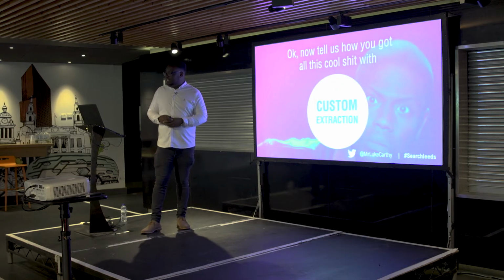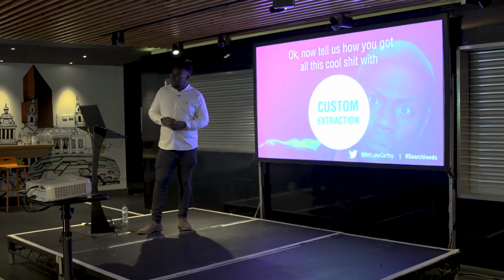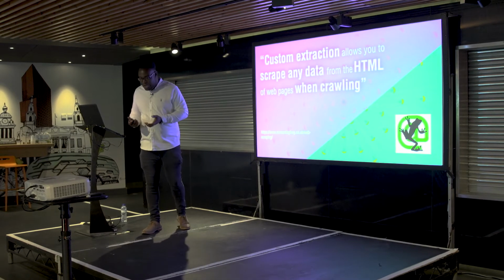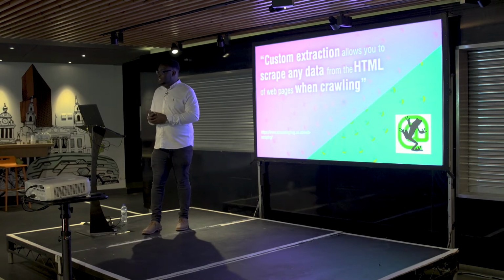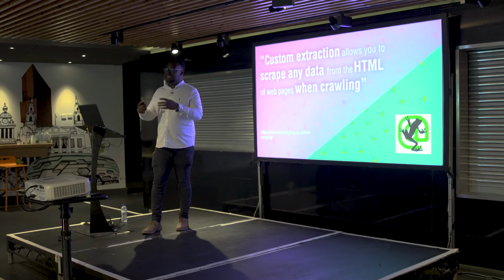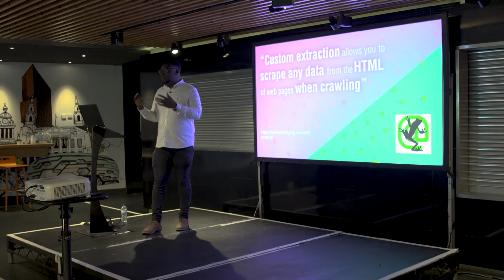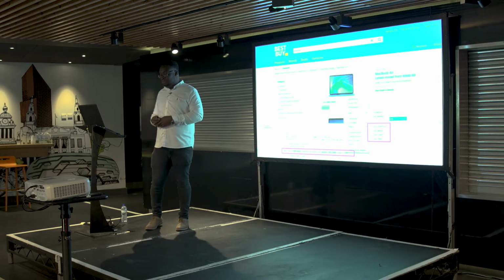So how did I start doing some of this cool stuff with custom extraction? Get into it, shall we? So first of all, what is custom extraction? Well, when you're crawling a site, what it basically allows you to do is extract any data from the HTML itself, the front end, so the rendered HTML. And it's really powerful, but let's look at some specific examples.